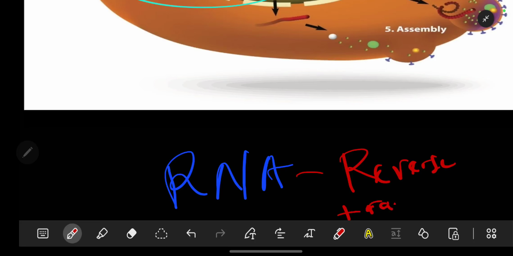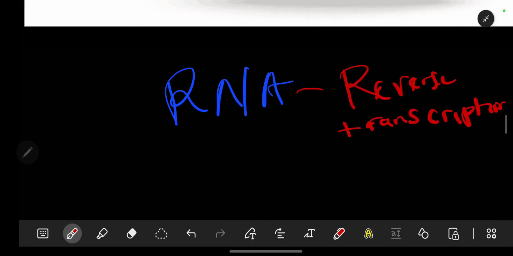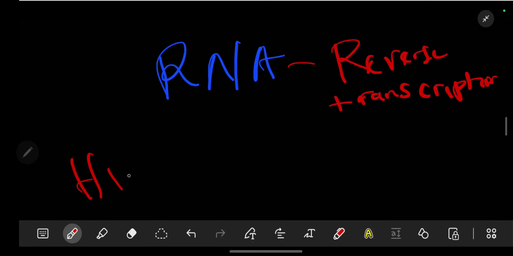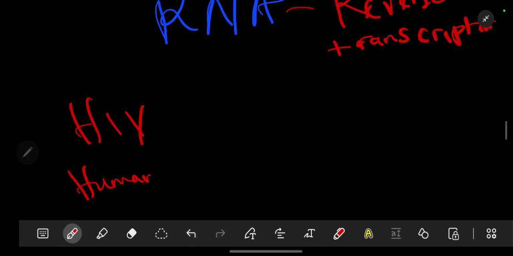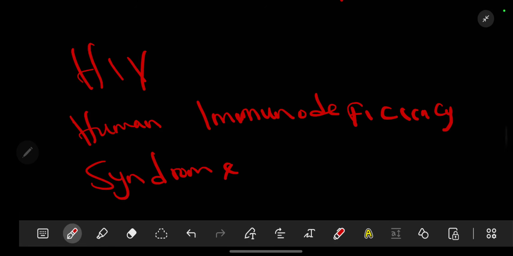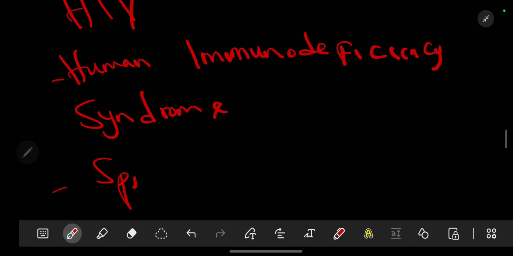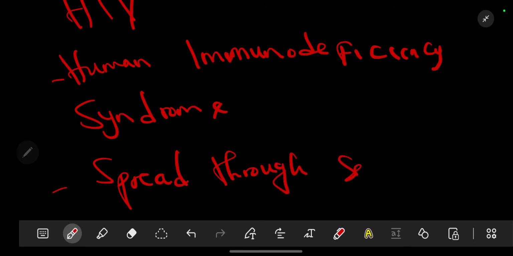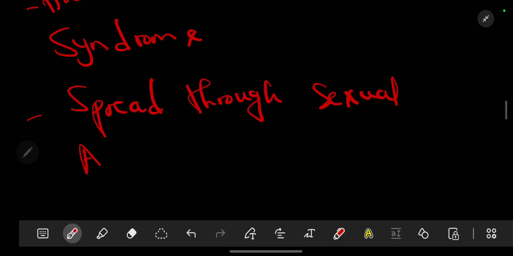So now, when we are looking at HIV, the general characteristics are that we first need to know what HIV stands for. So HIV stands for Human Immunodeficiency Syndrome. So now, what are some of the other things? HIV is spread through sexual activities.